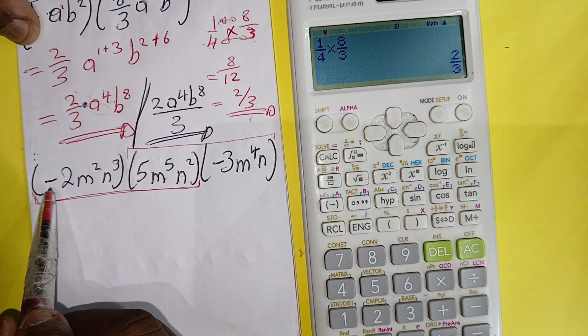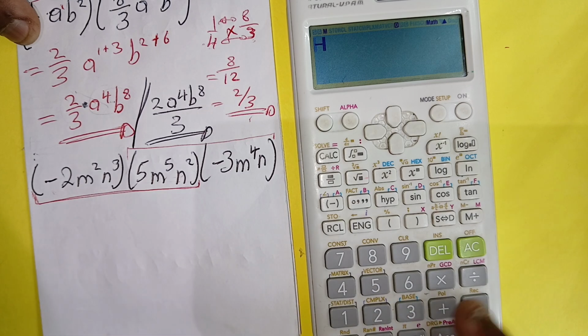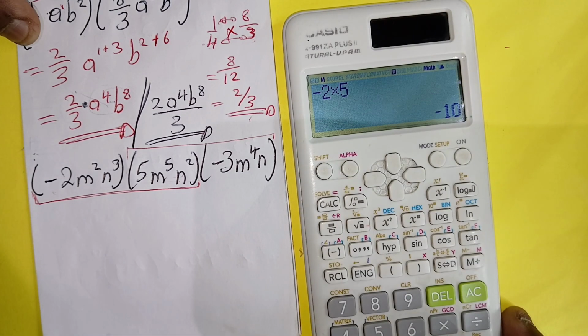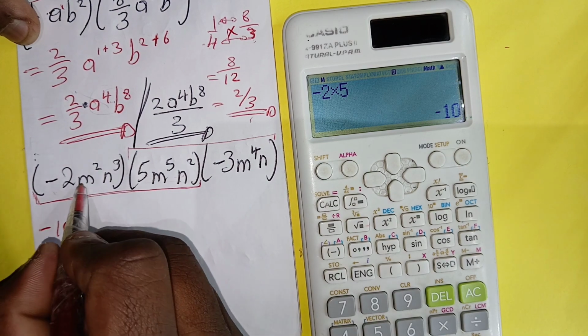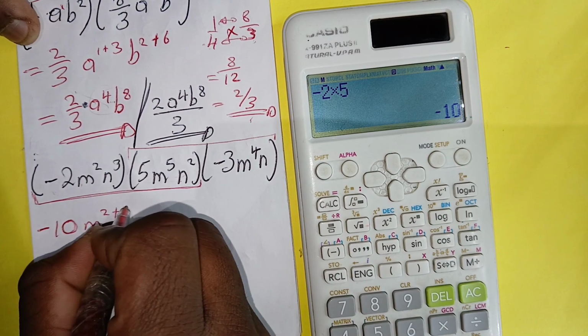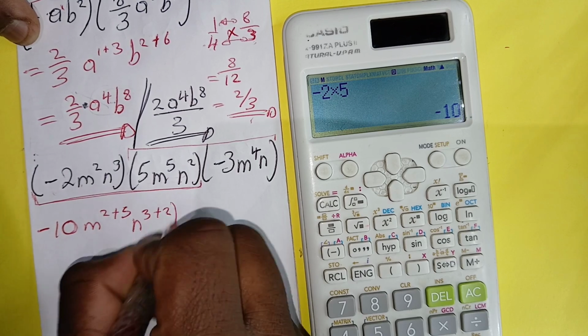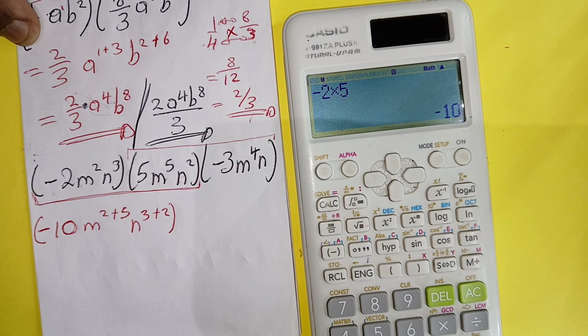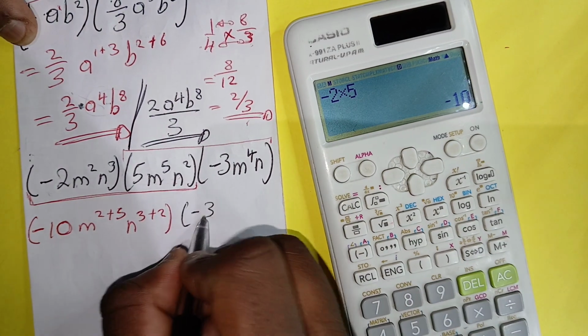So here you can multiply the small numbers: minus 2 multiplied by 5, you'll get negative 10. So it's negative 10, m^2 plus 5, n^3 plus 2. This one you didn't affect, just drop it the way it is.